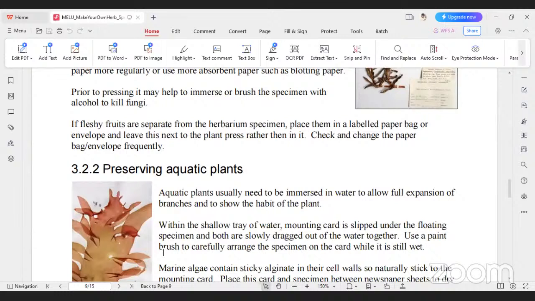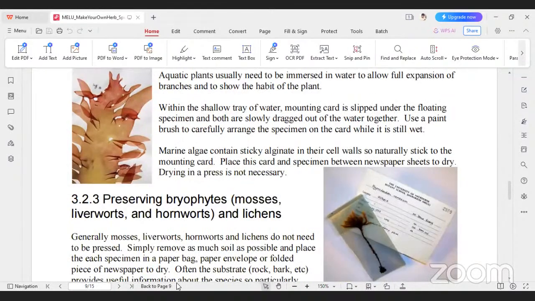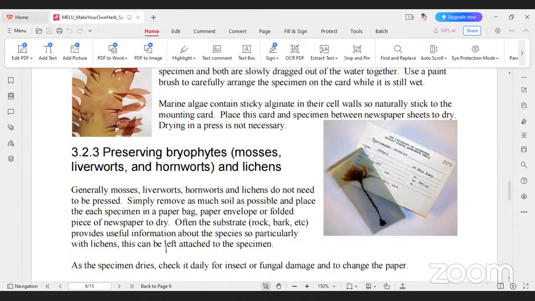Preserving aquatic plants. Aquatic plants need to be immersed in water, allowing full expansion of the branches and showing the habit of the plant. Preserving bryophytes and mosses: generally, mosses, liverworts, and lichens do not need to be pressed because they are already minute and very simple. Simply remove as much soil as possible and place each specimen in a paper bag, paper envelope, or folded piece of newspaper.